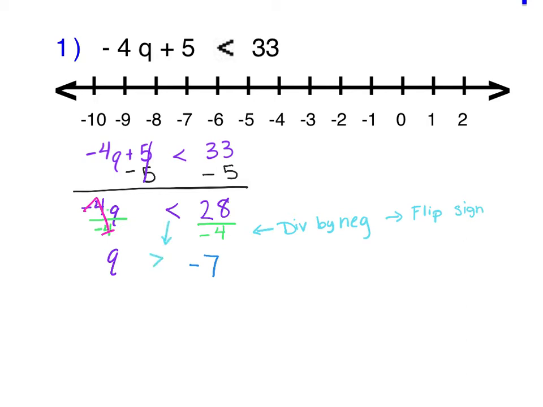All right, so now we need to graph. There is no line under this inequality, so that means it is an open dot, or circle, at negative 7. So I'm going to put a circle on negative 7. And then it says q is greater than, so it's all the numbers that are bigger than negative 7. Let's go on to the next question.